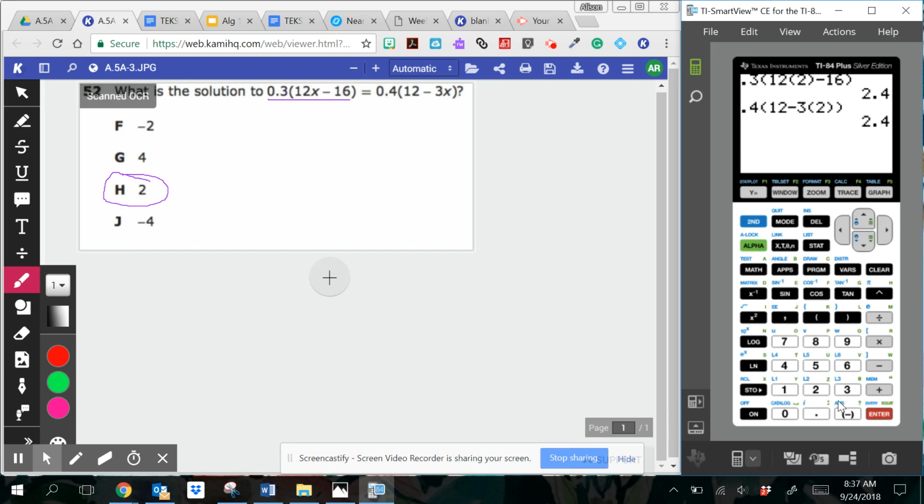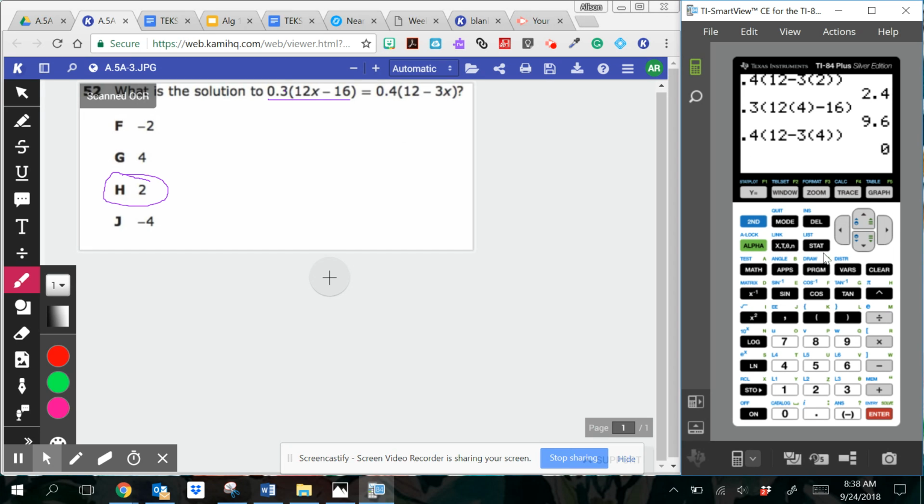If I had the wrong answer, we could do it real fast. Times 12. Let's plug in 4. Let's say that we accidentally got 4 as an answer, or maybe I just want to go one by one to plug these in. That equals 9.6. Let's do it on the other side. 0.4 times 12 minus 3 times 4. That equals 0. See, these two are not equal.